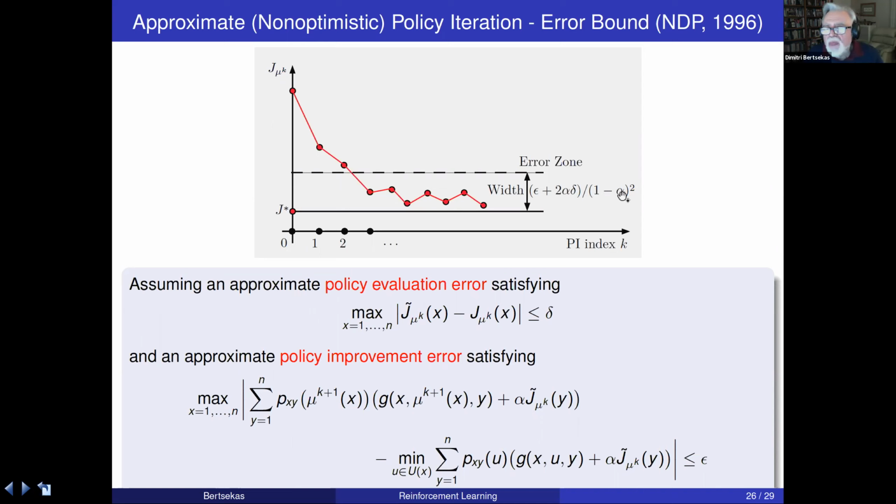Now, this is what the theory says. And in practice, this error bound is pessimistic. Usually the error is smaller than this. However, there are examples where this error bound has been shown to be tight, exact. So this is a worst case bound that can be attained.